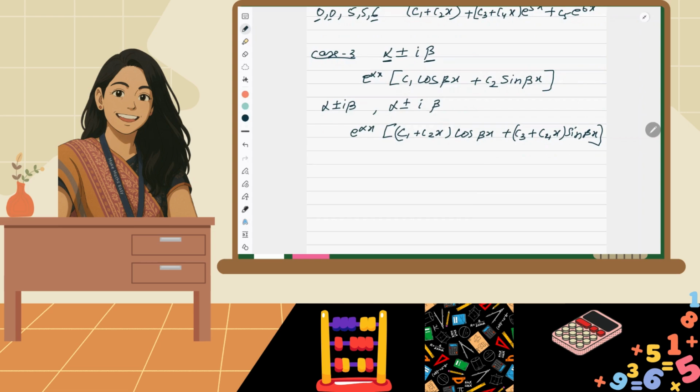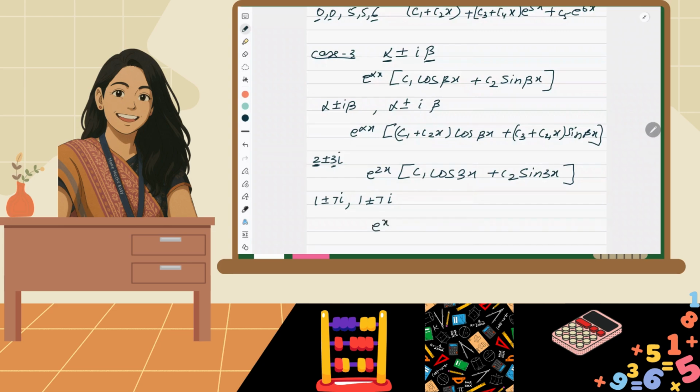Suppose my roots are, say, 2 plus minus 3i. So what will be the complementary function? My answer will be e to the power 2x in bracket c1 cos 3x plus c2 sin 3x. Correct? Now suppose I have, say, 1 plus minus 7i, comma, 1 plus minus 7i. So what will be the answer?